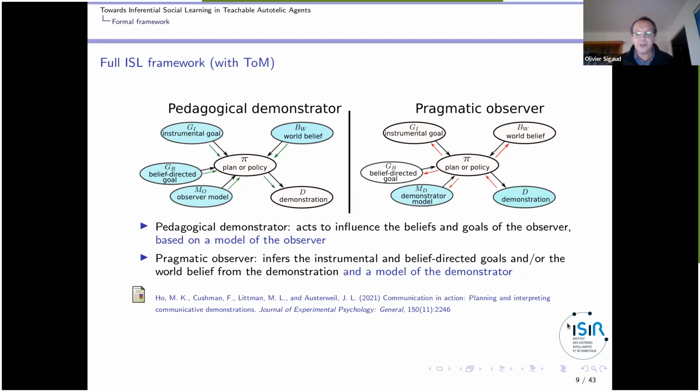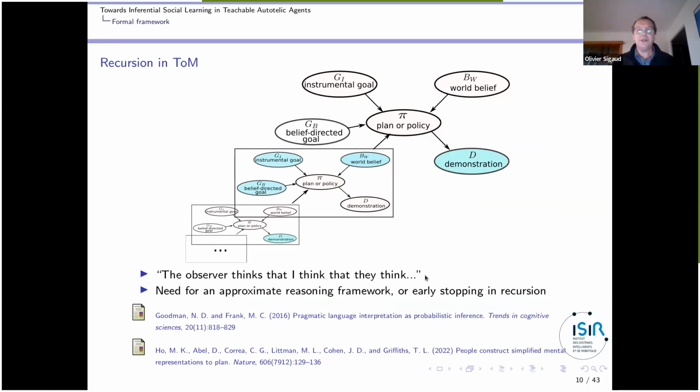I want to show you that with this model, you can account for the idea that somebody is thinking that the other one is thinking that the other one is thinking, etc. So you can get some recursion in what is called theory of mind. So I took my demonstrator. Here I have a model of the observer. So I replace this by the model of the observer that you had on the previous slides. And then in this model of the observer, there is a model of the demonstrator, etc. So in this way, you can have a recursion.